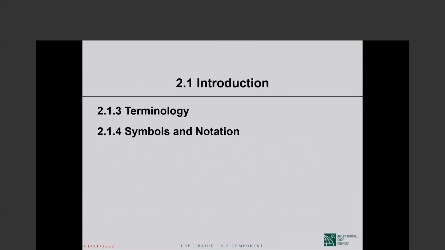Chapter 2 has terminology and symbols and notations. I mentioned that because particularly terminology is very, very important. Okay? Definitions of terms used in the code.